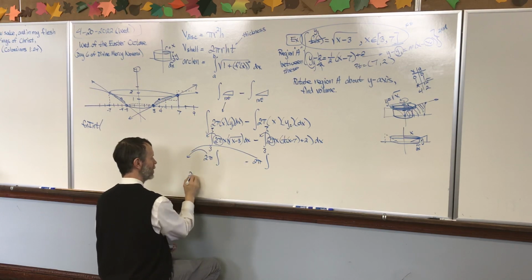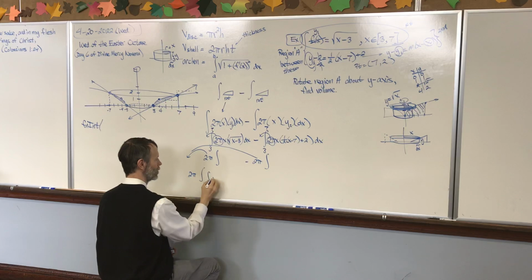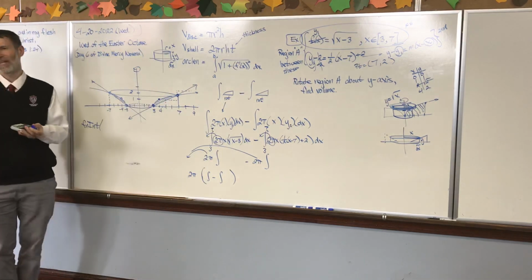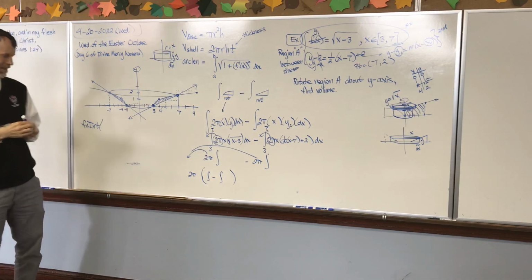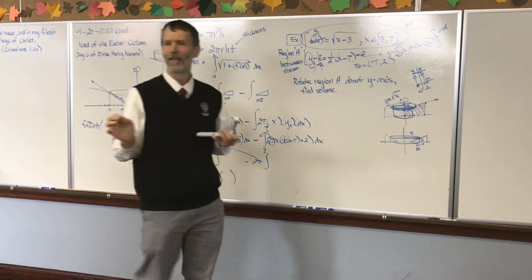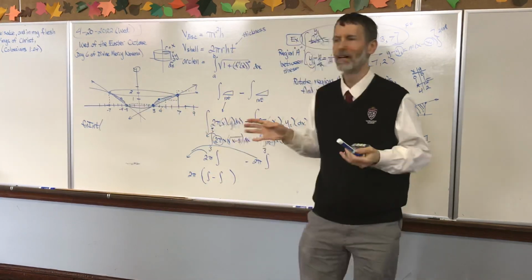I would just pull the 2 pi out in front and do the integral minus, what am I doing? So a few parentheses. I would do that. Save the 2 pi for the end. At least save the pi for the end. Does anyone remember why? Why not just leave the pi in there?